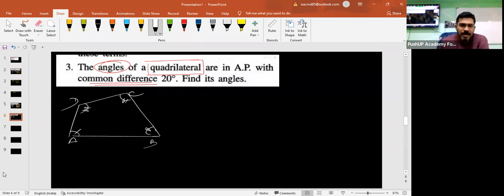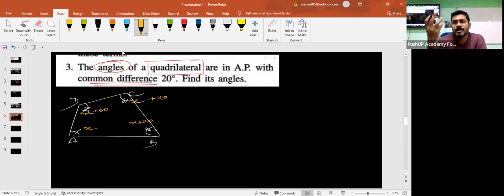So can't I say if angle A is equal to X, angle B will be X plus 20? Can't I say angle C is equal to X plus 40? And can't I say angle D is equal to X plus 60? I can say this because the difference between each angle is only 20 degree. So if you write down the arithmetic progression, it will look like this: X, X plus 20, X plus 40, X plus 60. These are the 4 angles of a quadrilateral.